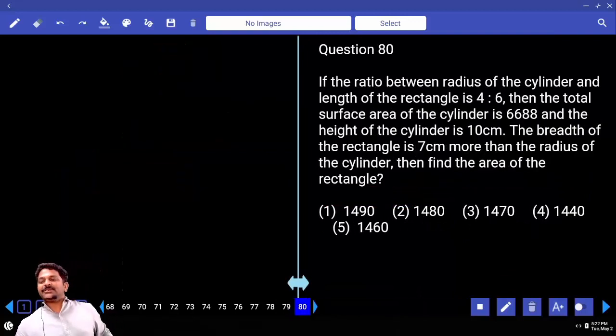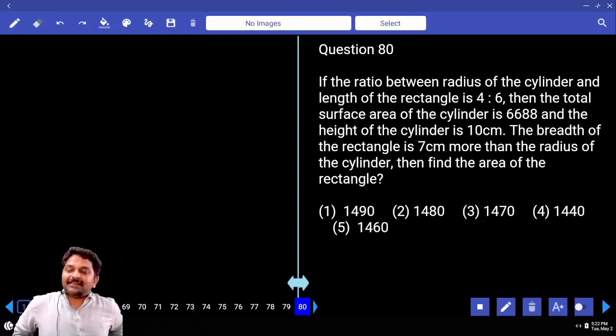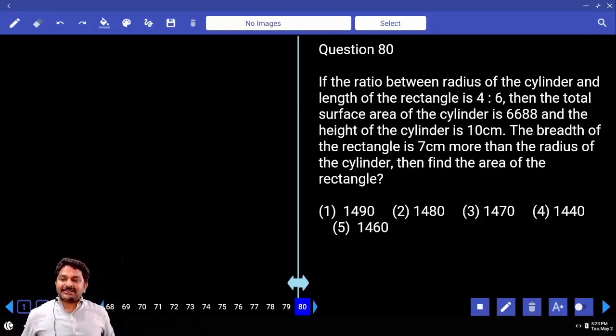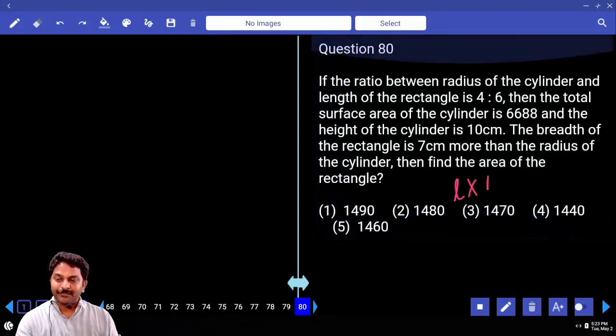If the ratio between the radius of the cylinder and the length of the rectangle is 4:6, then the total surface area of the cylinder is 6688 and the height of the cylinder is 10 centimeters. The breadth of the rectangle is 7 centimeters more than the radius of the cylinder. Then find the area of the rectangle. Area of the rectangle, in the sense, length into breadth only.